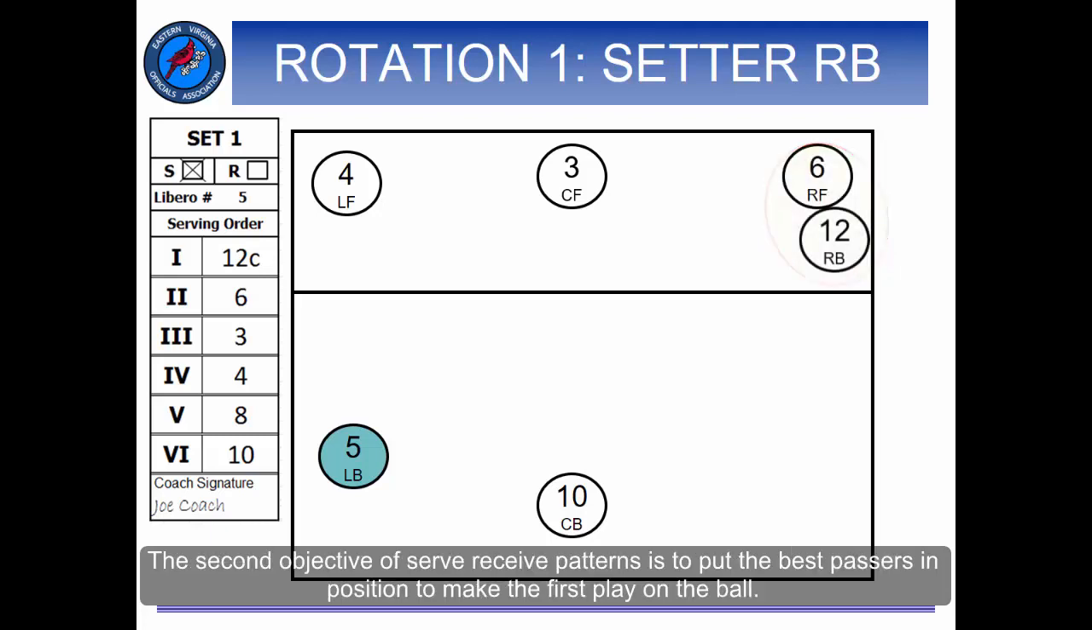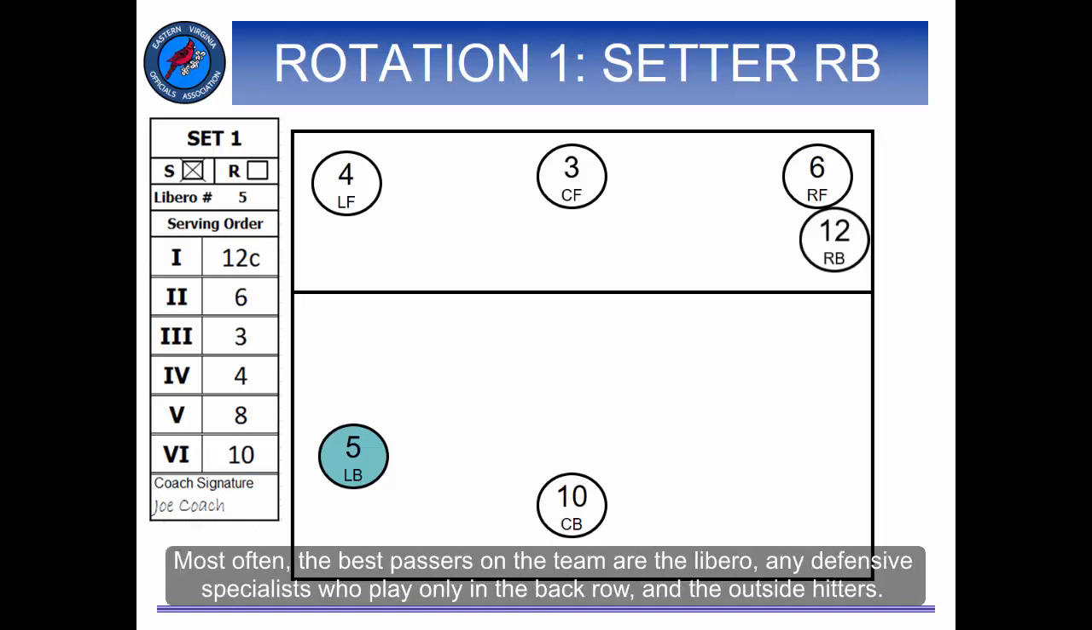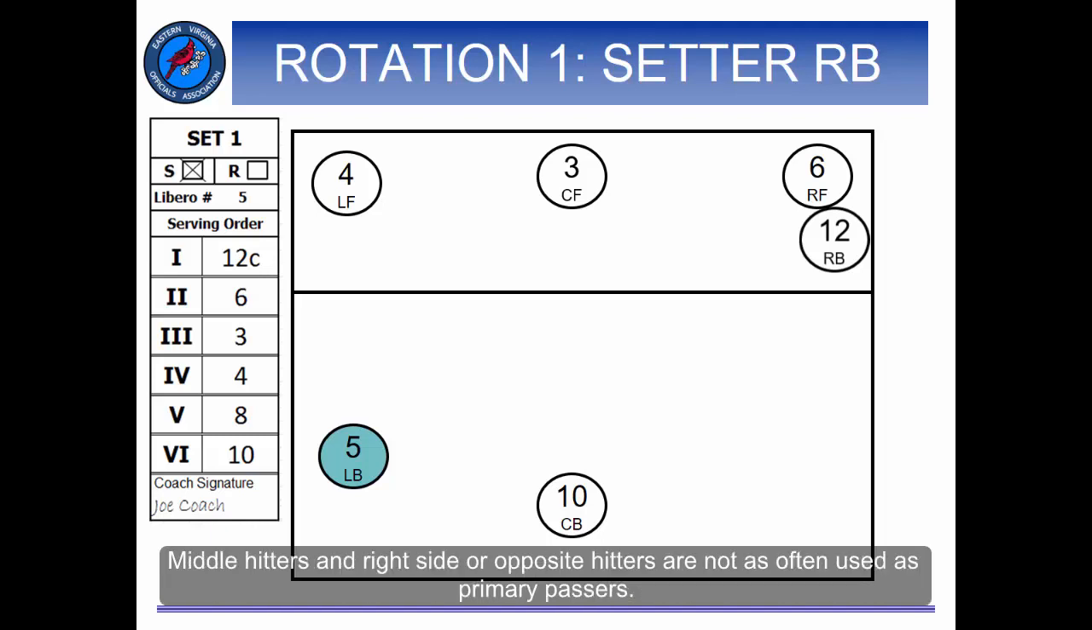The second objective of serve-receive patterns is to put the best passers in position to make the first play on the ball. Most often, the best passers on the team are the libero, any defensive specialists who play only in the back row, and the outside hitters. Middle hitters and right side or opposite hitters are not as often used as primary passers.